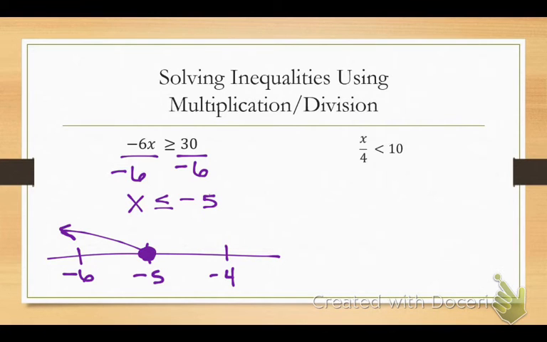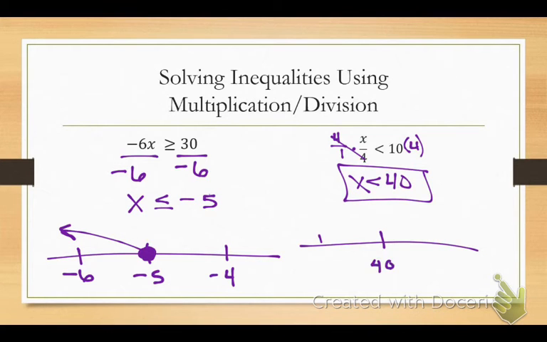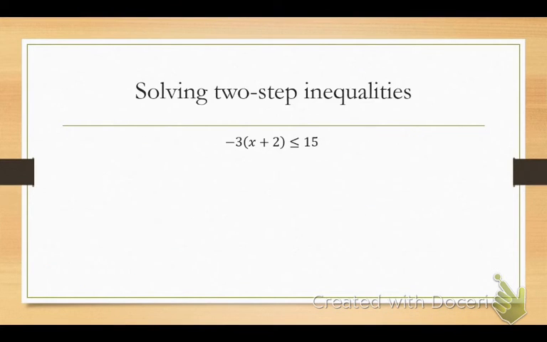All right, on the second problem, what do I do to both sides? Multiply by 4. Open or closed dot? Okay, it is going to be open, and then open dot and arrow going to the left. All right, so that's multiplication and division.